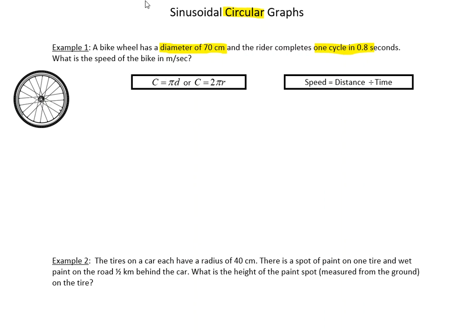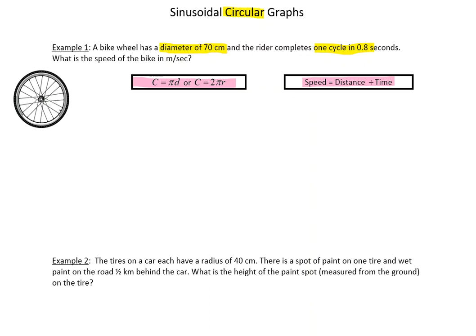Here are two really important formulas. The first one is specifically for circles: circumference is pi times diameter. And because this question's about speed, we need to remember that speed is distance divided by time. Okay, so let's take a look at what we've got here.